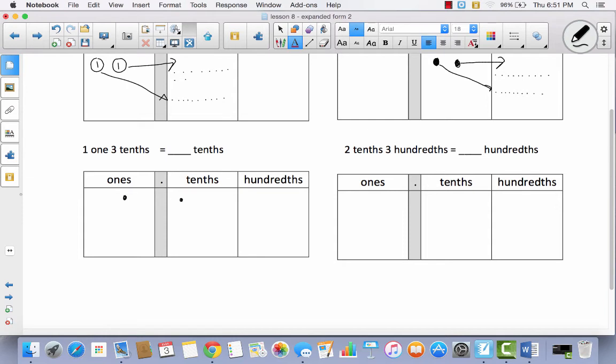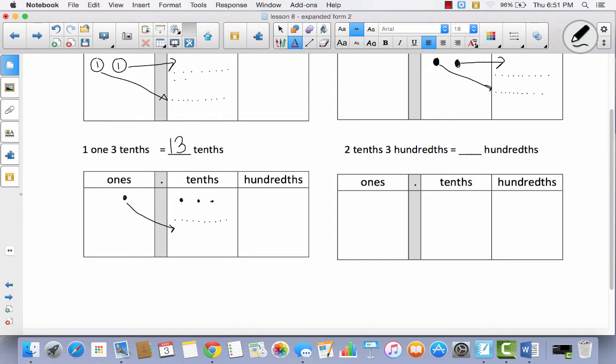All right, now let's try 1 and 3 tenths. We want to know how many tenths that's equal to. So if we take this 1 and we decompose it into tenths, 1, 2, 3, 4, 5, 6, 7, 8, 9, 10. Now I have 10, 11, 12, 13 tenths.